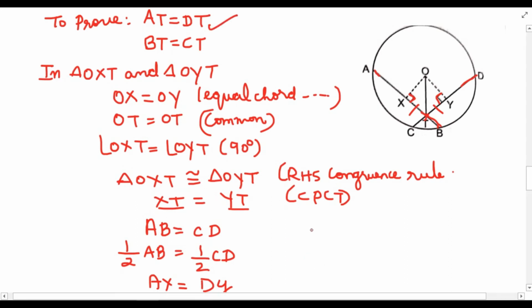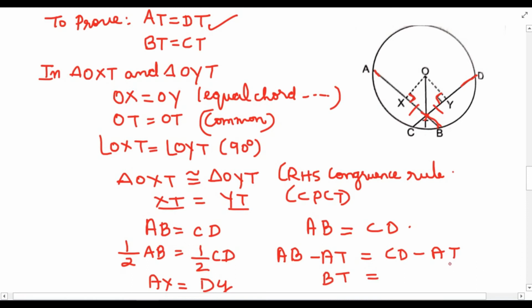In the same way, the two chords AB and CD are equal, and we just proved that AT and DT are equal. If equals are subtracted from equals, the remainders will be equal. So AB minus AT is nothing but BT, and CD minus DT is equal to CT. So BT equal to CT. This is how we have proved both.